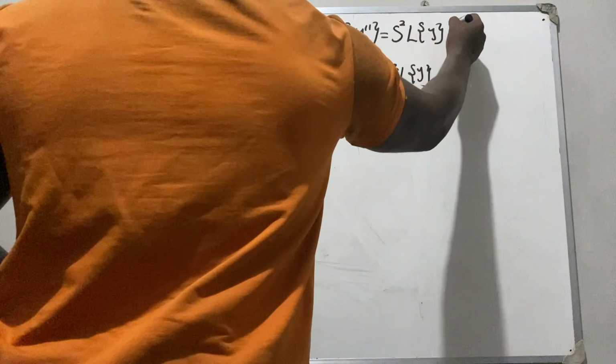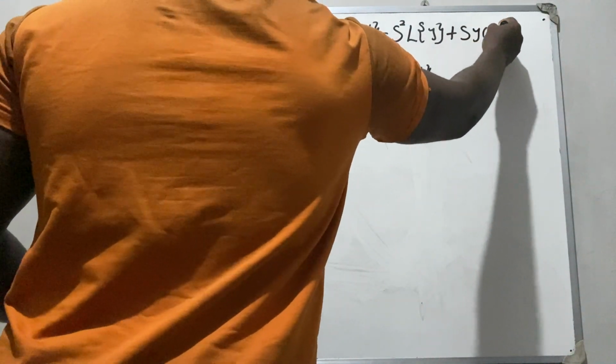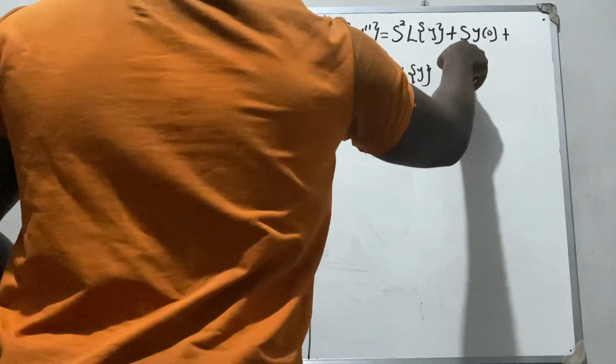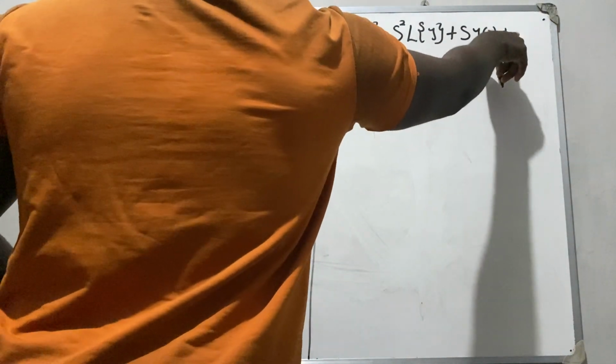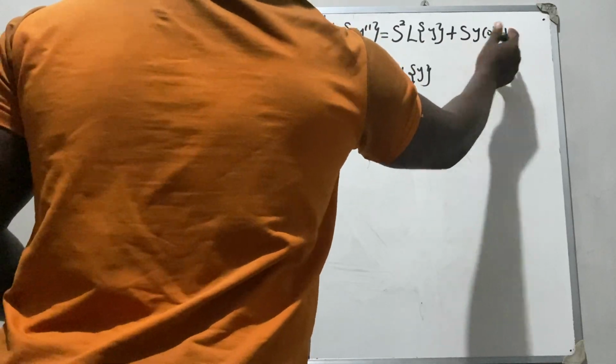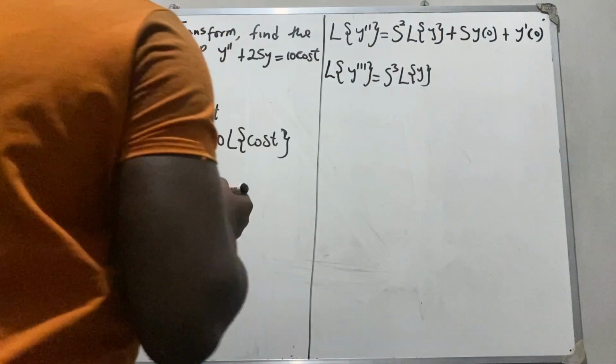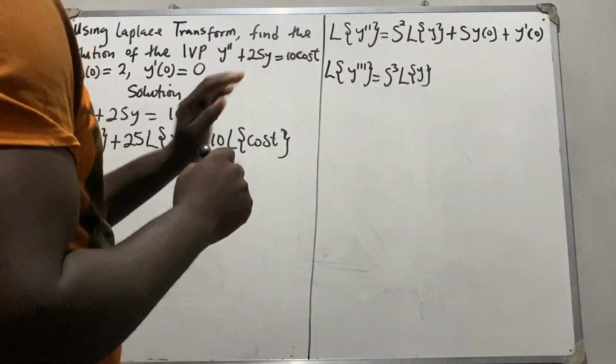So since it is 2, the next thing we are going to have is s raised to power 1. You now have y of 0. Then the s will now vanish because the next one will be s raised to power 0. So since this one is just y, it will increase to y prime of 0. You understand the pattern? Let me still explain using this one so that you understand it better.